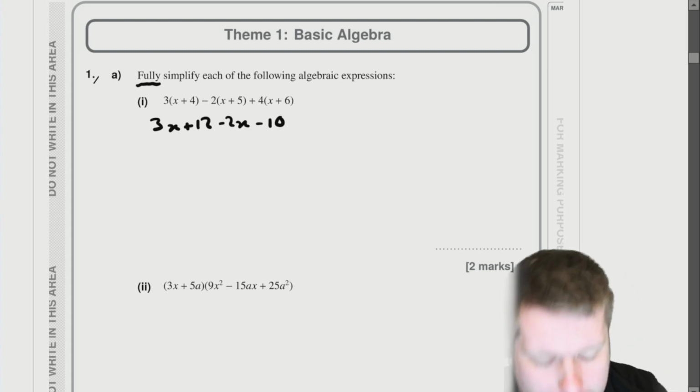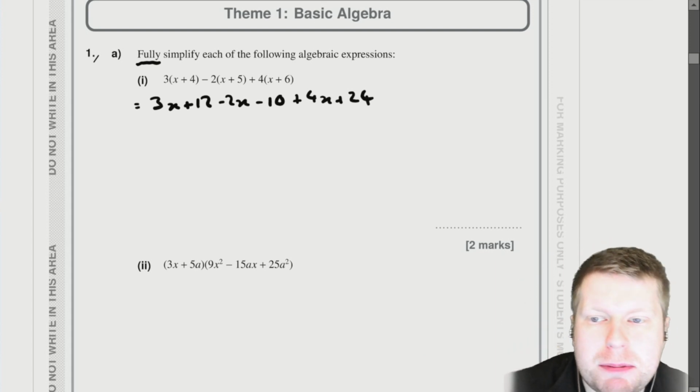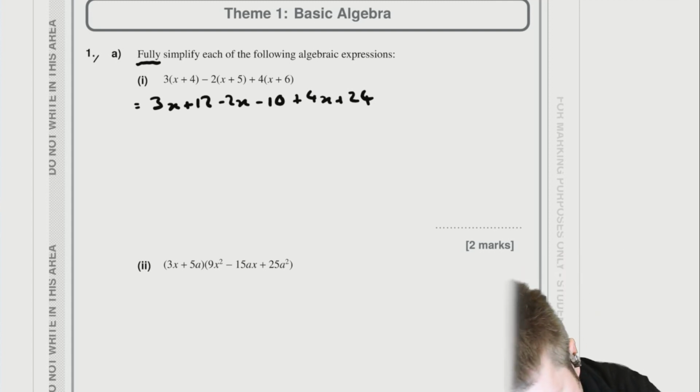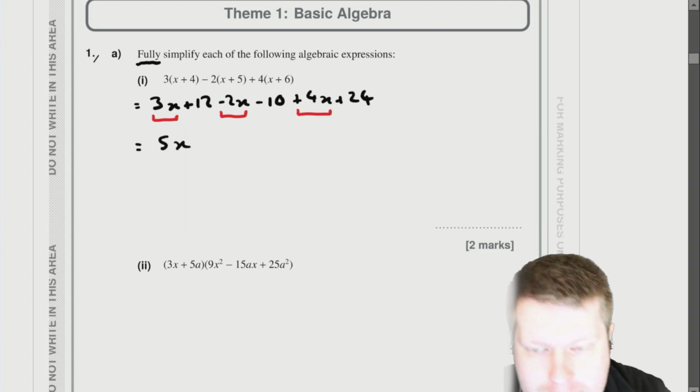And then you've got 4 times x plus 6. So this is 4x plus 24. Now, this is expanded, but it's not fully simplified yet. We need to go through and collect together the like terms. Namely, we have a 3x, a negative 2x, and a positive 4x. If we add all those terms together, that should make 5x.